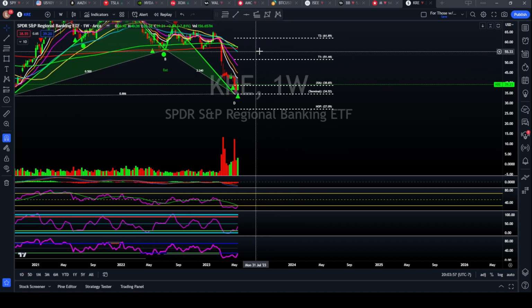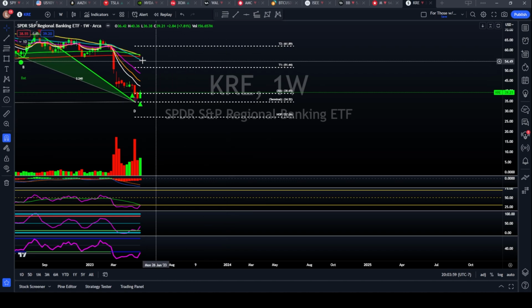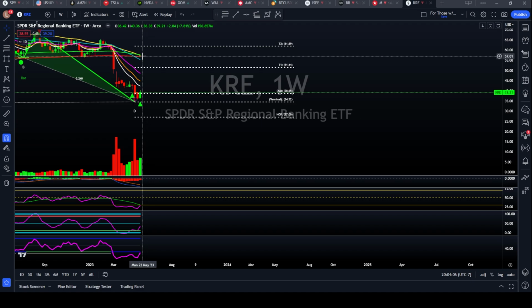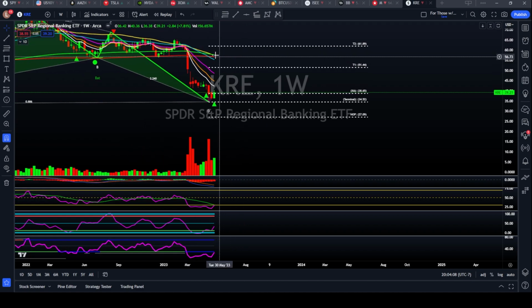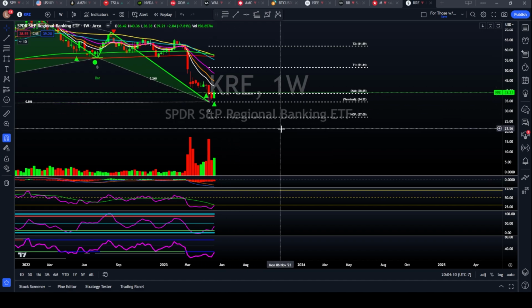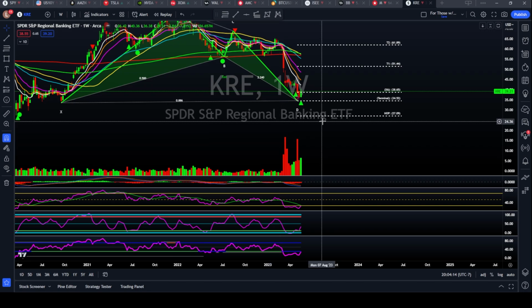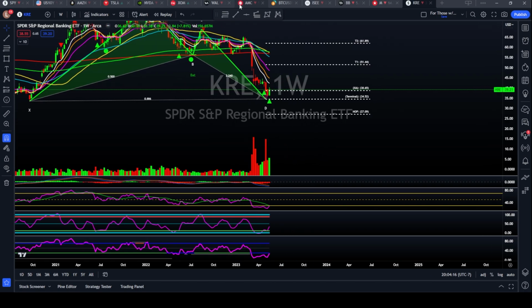One thing you should look at here is there is still a possible death cross approaching on the SMAs. The yellow is the 50, the 200 is red here. So if you cross over, you can see more downside on the regional banks. So definitely keep an eye out on the regional banks.